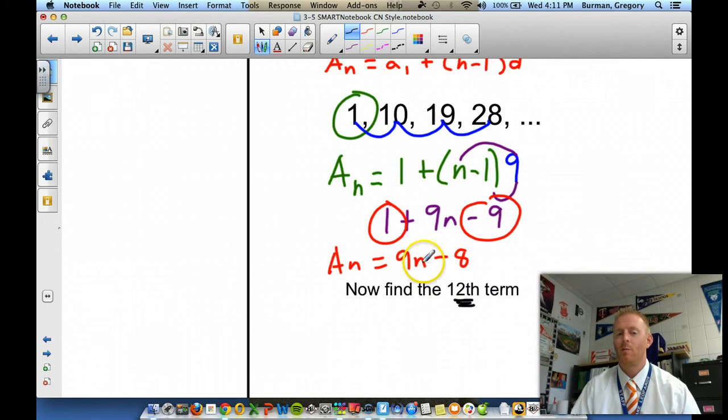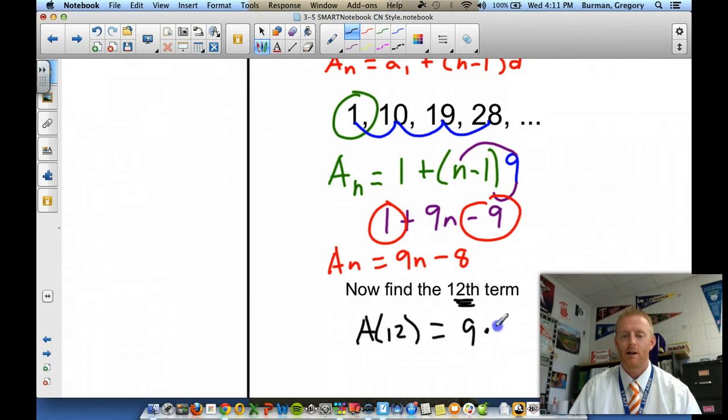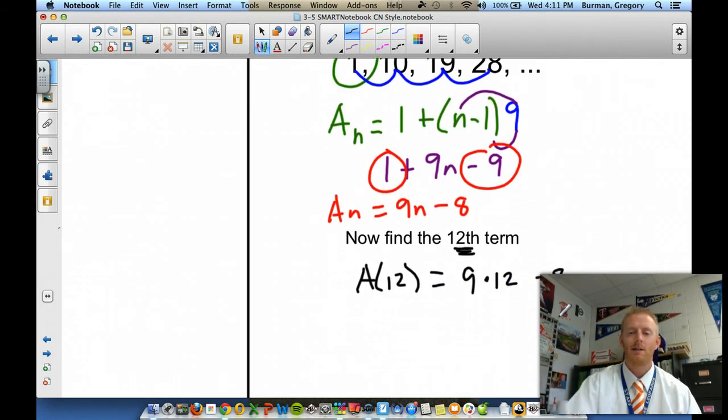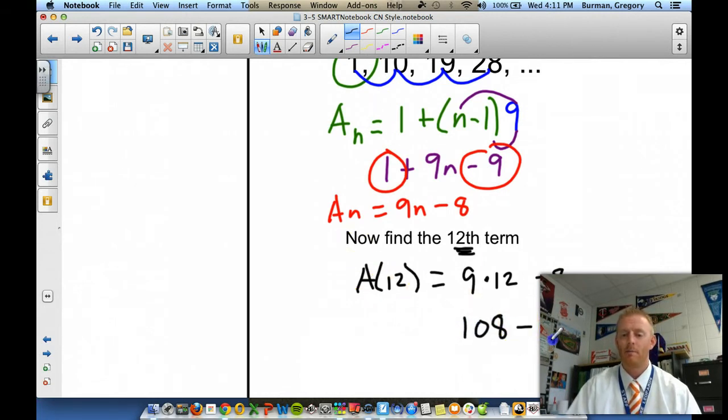So n is the number of the term. So now we do the 12th term. We do 9 times 12 minus 8. Now 9 times 12, I believe, is 108, minus 8. So the 12th term would be 100. So a sub 12, or the 12th term, is 100.